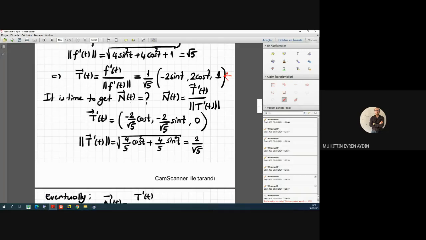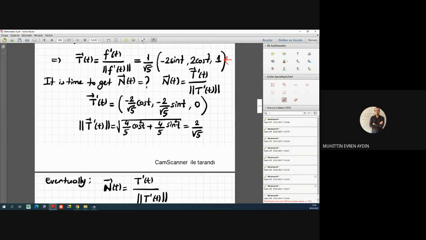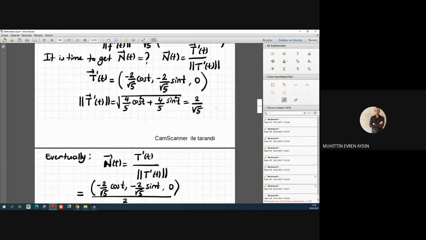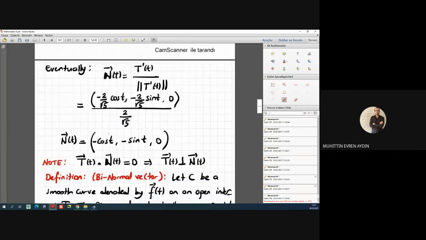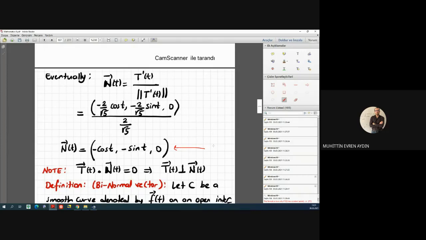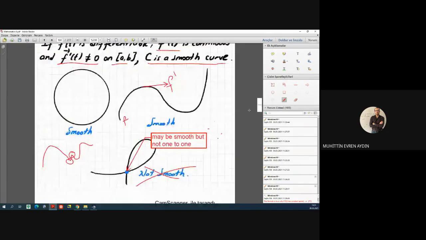And the normal vector is the acceleration of the function f, which is the second derivative, as you can see. If you want to make it a unit vector, then you have to divide again by its norm. Then you are going to find this unit vector. Geometrically, the normal is perpendicular to the tangent.